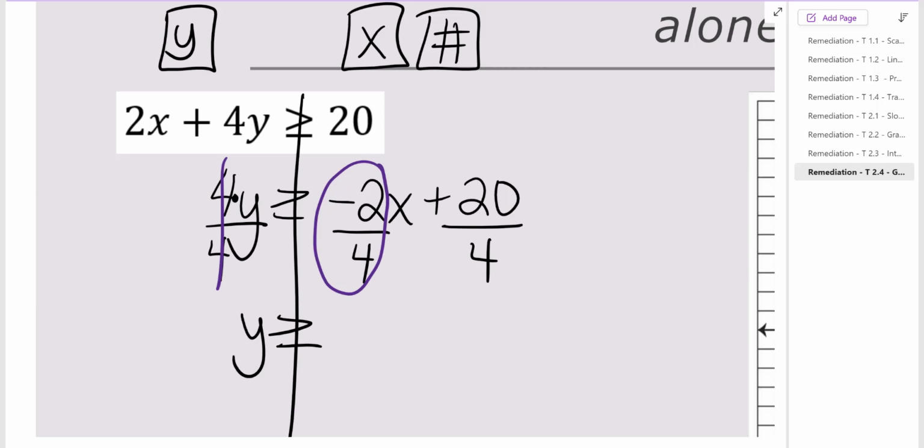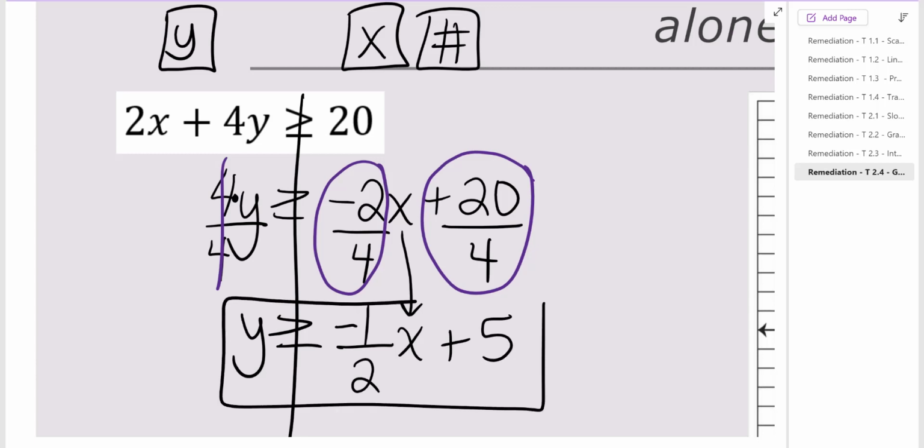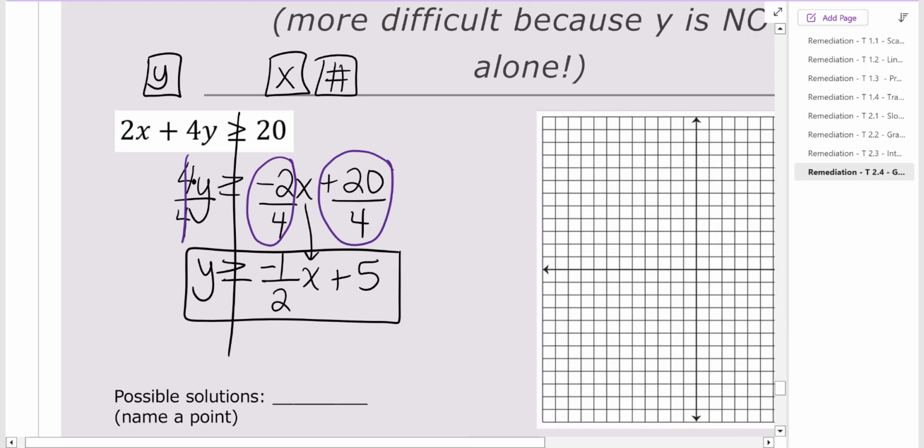So, negativo 2 sobre 4. Tú puedes hacer la mitad de los dos. So, right here you can do half of both. So, half of 2 is 1. La mitad de 2 es 1. Half of 4 is 2. La mitad de 4 es 2. And then don't forget the x. No olvides la x. Here we can do 20 divided by 4 is 5. Okay. Slope is negative 1 over 2. And then the y-intercept is 5.